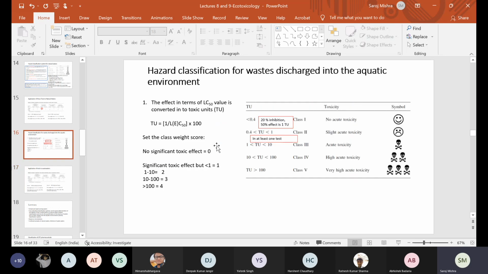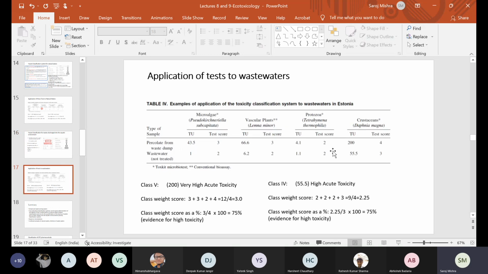Why? Because, if you see, these are the test scores right here. So if your value is between 10 and 100, then the test score which is assigned is 3. Okay, if the value is more than 100, the test score assigned is 4. So in this case, for example, if the toxicity units were 200, the test score which is assigned is 4.